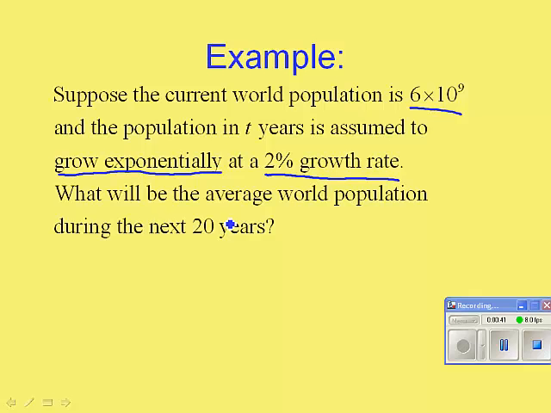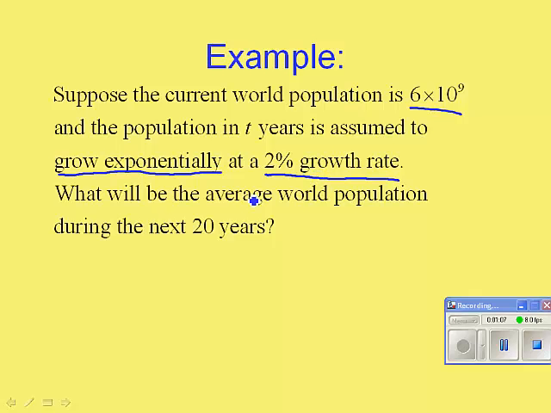You can never get the actual world population. It's always changing, right? Births and deaths happen every second. Okay? We know there's going to be more people in 20 years, or at least we predict that, right? That's what this is saying, is that the world population is growing exponentially at a 2% growth rate. What does that mean, by the way?